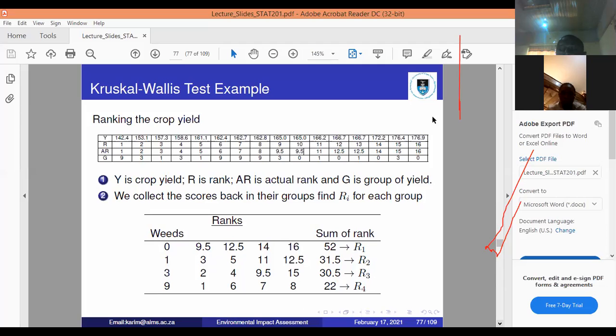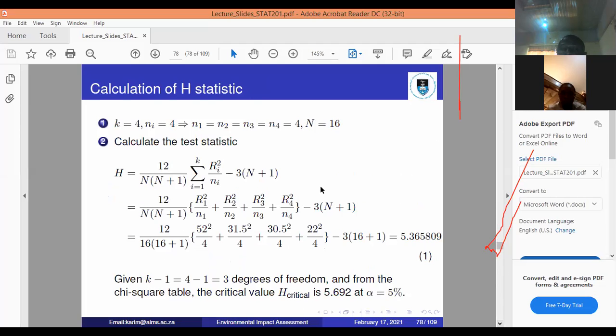So let's calculate our Kruskal test. Our K, the number of groups, is equal to 4. N1, N2, N3, N4 are all 4. We add 4 four times, and that gives us 16. So the total number of observations is 16. We calculate the test statistic.